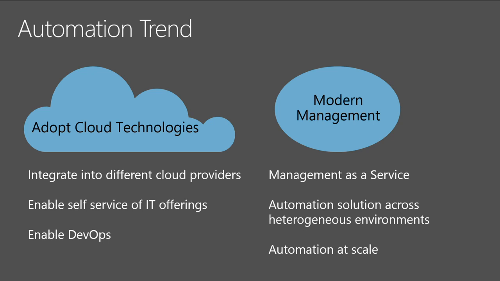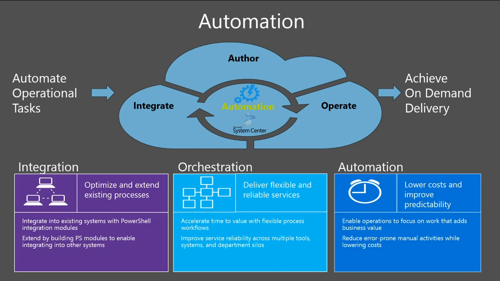Another is that we're seeing automation across heterogeneous environments. You have Windows, you have Linux, you have VMware, you have different cloud providers. And so you need to automate into these different spaces. And finally, you need to be able to automate at scale, where you're going to have times where you have to scale up and scale down, and you need automation to handle all of that.